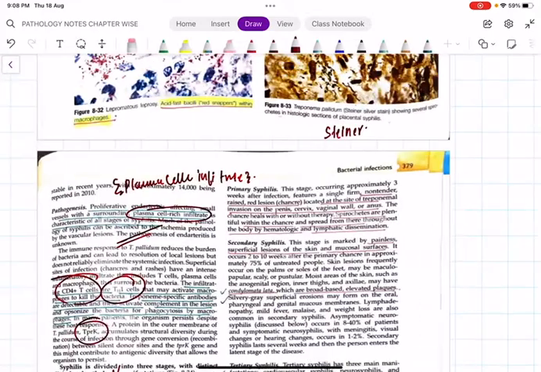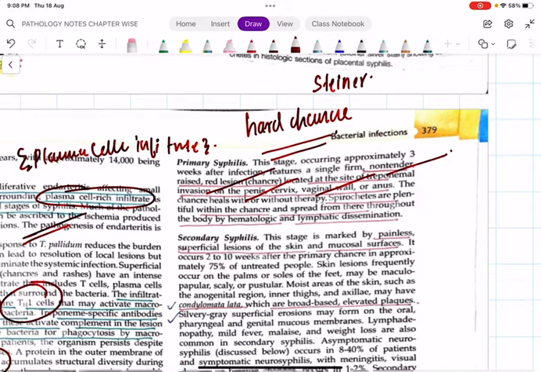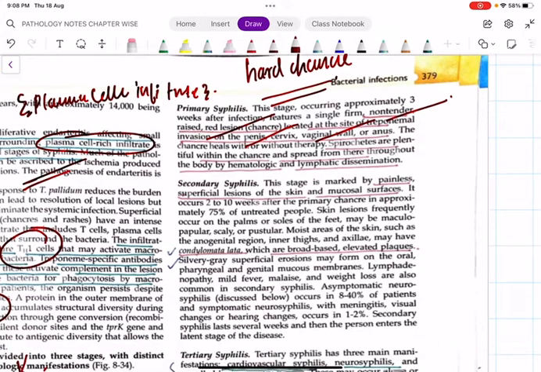In primary syphilis, you will have a non-tender raised red lesion, that is induration, on the penis, cervix, vaginal wall or the anus. This is most important. This is what we call a hard chancre. Hard chancre is a painless chancre seen in syphilis. Soft chancre you will see in Haemophilus ducreyi infection. There it will be tender and painful.